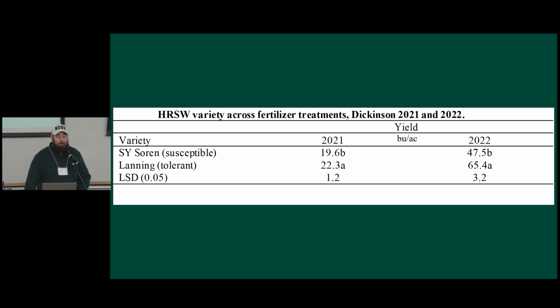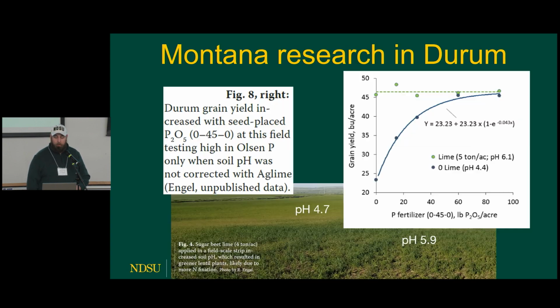So variety can make a huge impact, and especially in North Dakota, our breeders are looking very closely at some of these genes, and there's still a few different pathways of resistance for this aluminum toxicity and other issues that we're still learning about. So variety is a great way to deal with this in the short term, but we're not fixing the issue, and that's the biggest thing to keep in mind.